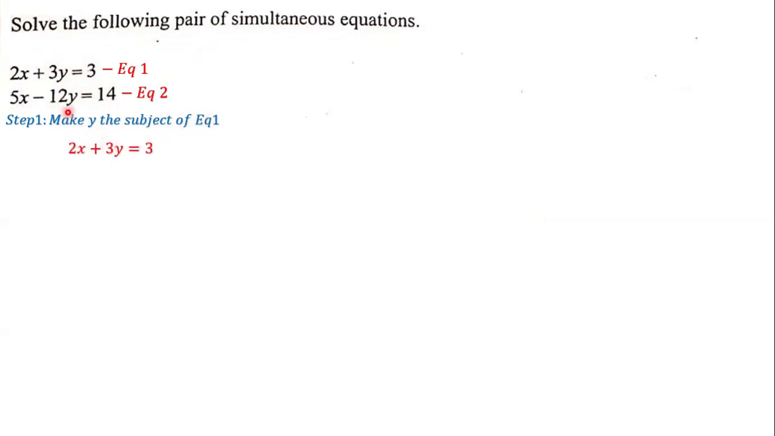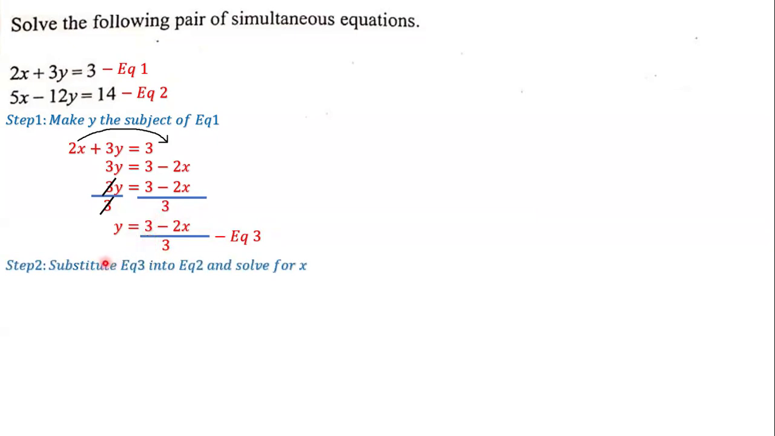So here we have equation 1, 2x plus 3y is equal to 3, and our goal is to make y the subject of this equation. The first thing we're going to do is take 2x and send it over the equal sign, so we'll have 3y is equal to 3 minus 2x. Next, we divide both sides of this equation by 3, and we cancel this 3 with this 3 to give us y is equal to 3 minus 2x all over 3. And that is what y is. We're going to call this equation 3.